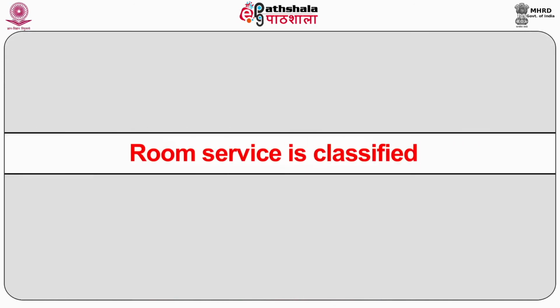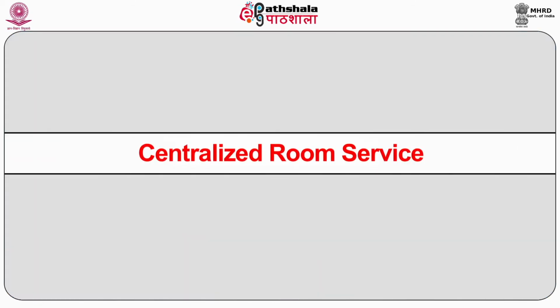Now, we are discussing the classification of room service. It is classified in two parts: centralized room service and decentralized room service. Now, we discuss first centralized room service. In this system, all orders are collected from the central kitchen, that is, the main kitchen. KOT is given and the food is collected from the main kitchen. This kind of practice you can find in commercial hotels.